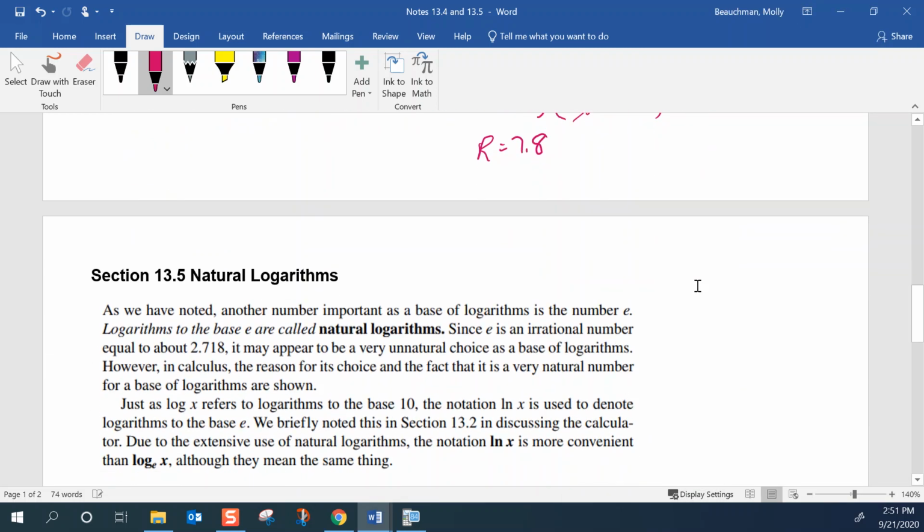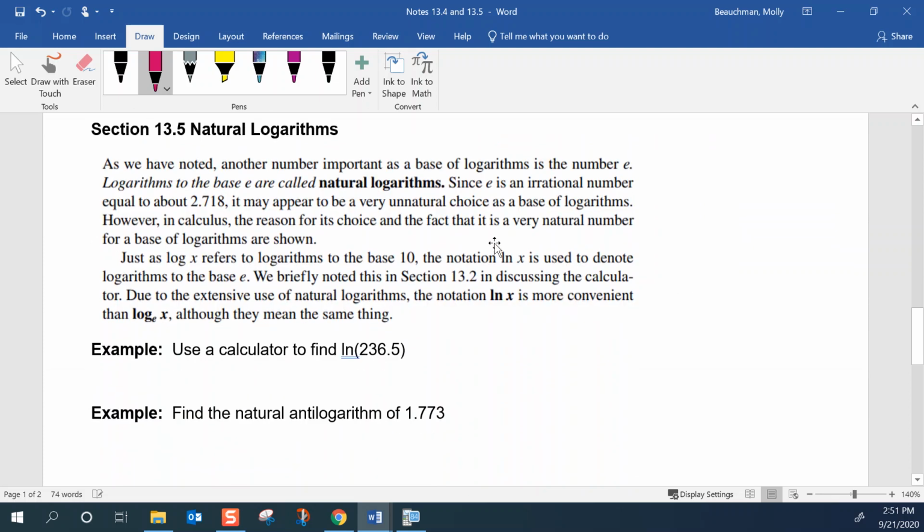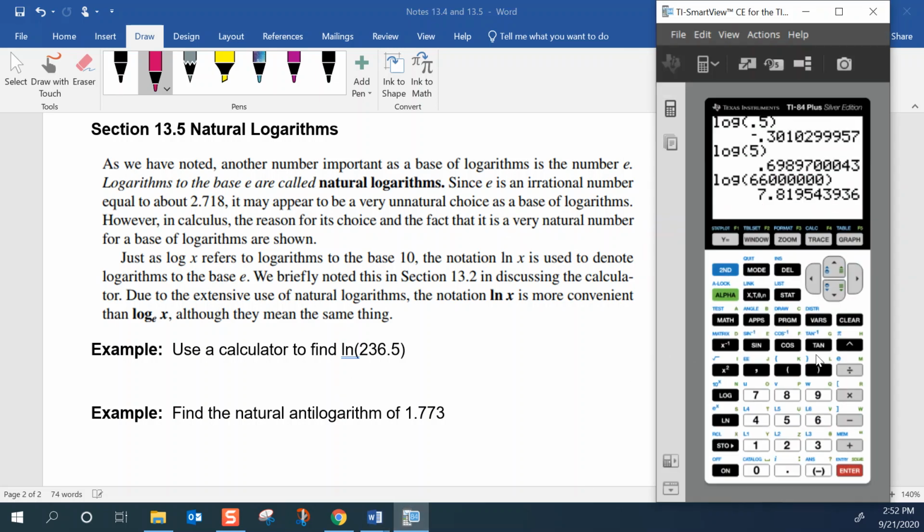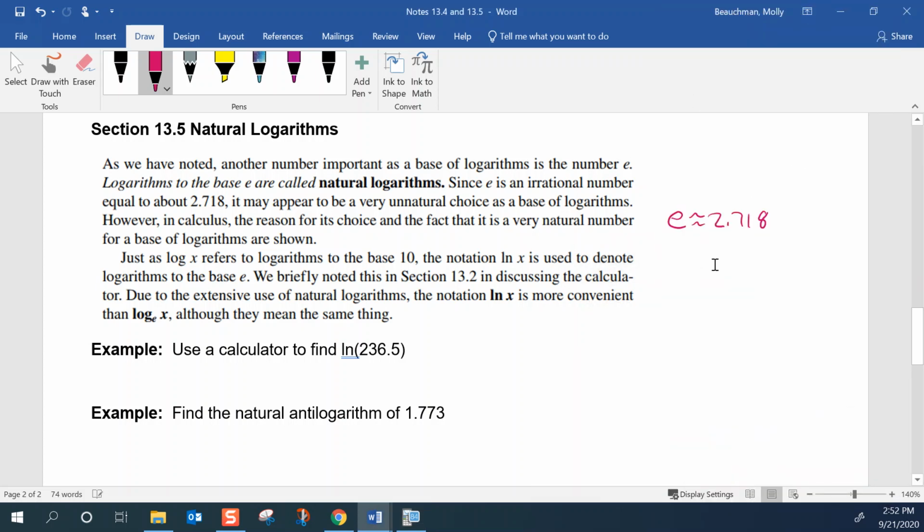The next section is called natural logarithms. Another important base of logarithms is the number e. The number e is an irrational number like pi. E is approximately 2.718. It actually goes on forever. If you have a calculator that has an e value on it, and mine is right here above the division key, if you take e to the power of 1, that will tell you that e is about 2.718281828, and it goes on forever. It's irrational.